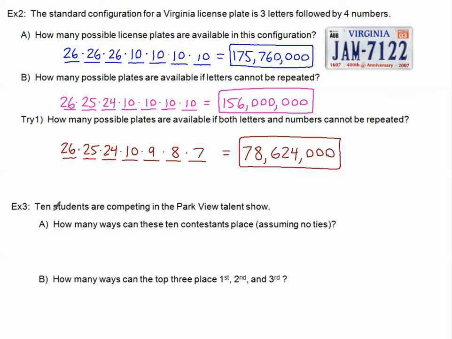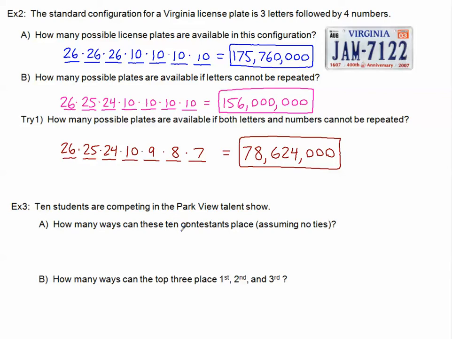Great. Let's continue working with the fundamental counting principle. Example 3 says 10 students are competing in the Parkview Talent Show. Part A says how many ways can these 10 contestants place, assuming that nobody is going to tie? So if we're using our fundamental counting principle, we need to know how many events we have. So how many ways can these 10 contestants place? Well, there are 10 total events then.